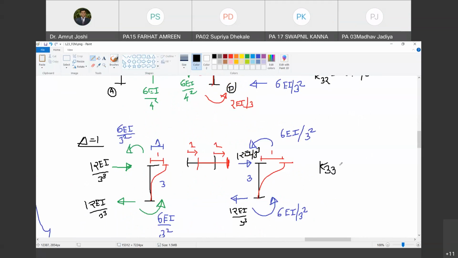Happy? So how does K33 look like? K33 is the action required to be produced at 3 to have unit deformation at 3. What is 3? 3 is delta in the x direction. So what action are we looking for? We are looking for x directional reaction. Where? At B and C. So at B, what is the x directional reaction? 12EI by L cube. At C, what is the x directional reaction? 12EI by L cube. So it is 24EI by L cube.